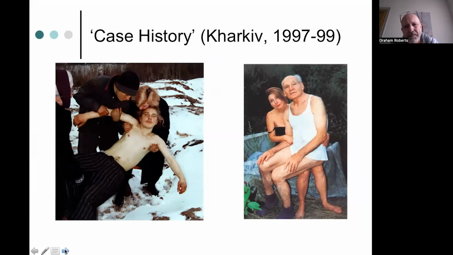These are real, i.e. not staged, not actors. These are real homeless people in Kharkiv, homeless alcoholics. The look in the eye of the man on the left, this is not staged. These are homeless alcoholics, or homeless people who have psychiatric issues. Of course, from a certain perspective, you might say, well, this is voyeuristic, this is unpleasant, this is almost grotesque. But there is a tradition of this kind of photography in Ukraine.